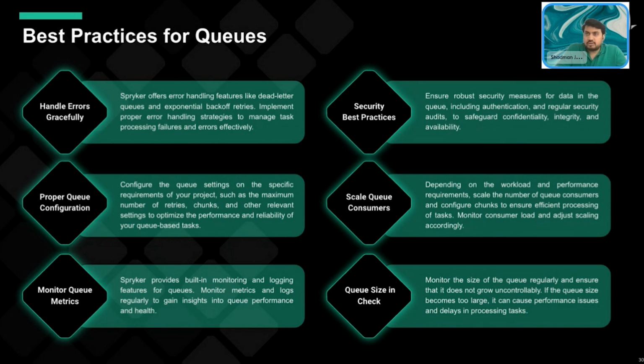Second thing, proper queue configuration. We should configure the queue properly, like the maximum number of retries and chunk size, to optimize the performance of the queue, which gives you better results if you are configuring it properly. Monitor queue metrics. As we have built-in monitoring and logging, you can use it to find your problems, insights, and queue performance and health.